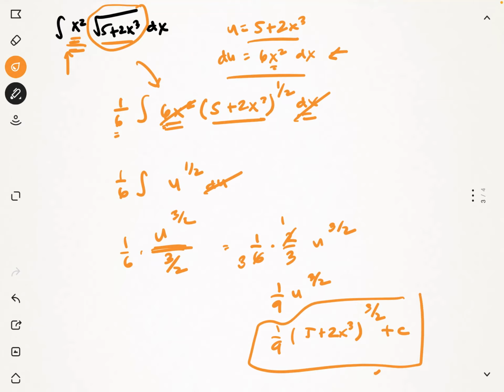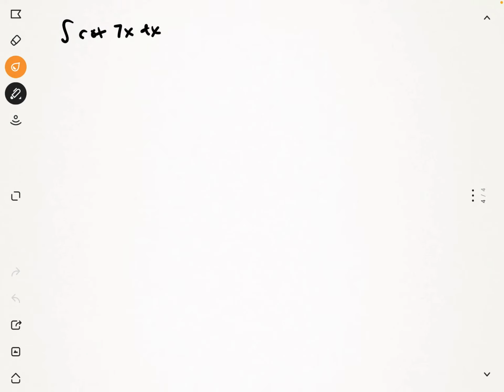Okay, and then there you have it. It's not too bad, but once you get the eye for it and realize that we gotta recreate our du and balance it out, then the u substitution stuff becomes a little bit easier. Okay, on to the last one.